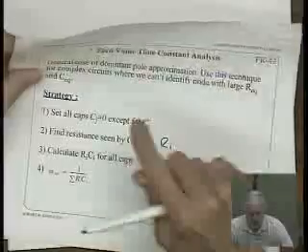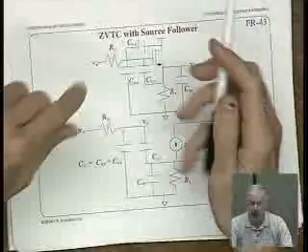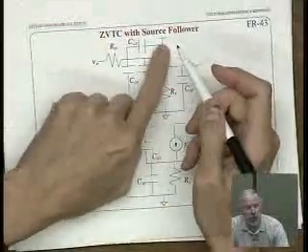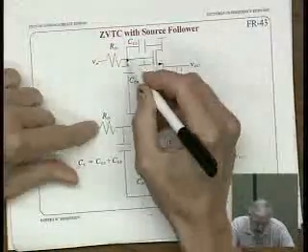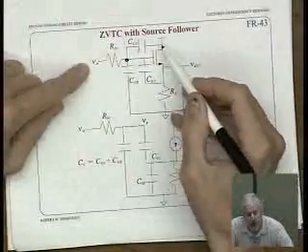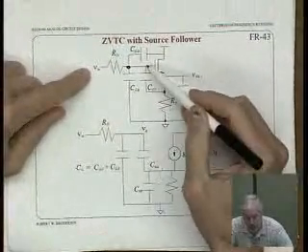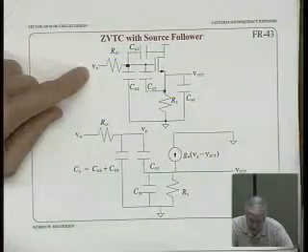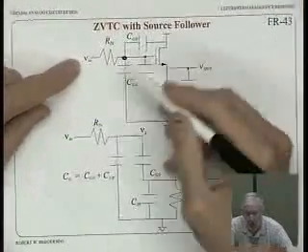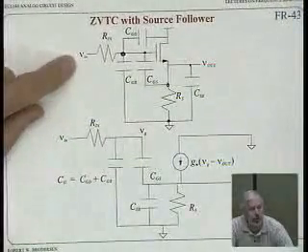Okay, so let's do it for a simple case. Let's do it for a source follower. Zero-value time constant with a source follower. So here is our gate to drain capacitance, gate to bulk capacitance, and gate to source capacitance, the three basic capacitors, and a source to bulk capacitor. So this has all the capacitors associated with it.